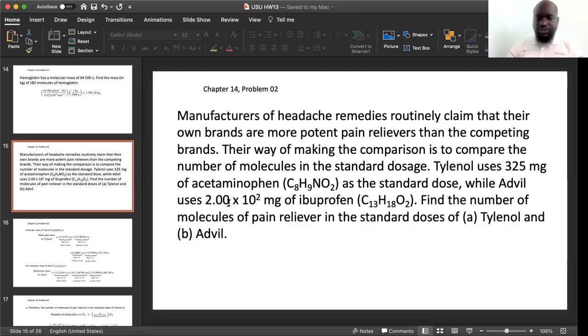While Advil uses 2 times 10 to the power 2 milligrams of ibuprofen, so we're going to do 13 times the molecular mass of carbon, the molecular mass of hydrogen times 18, plus the molecular mass of oxygen times 2 to get the molecular mass of ibuprofen.